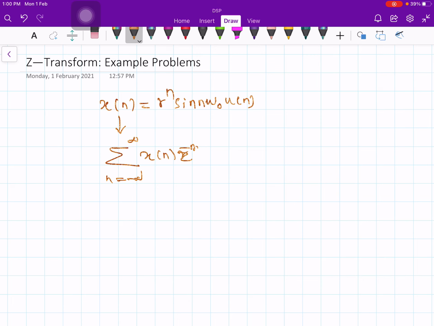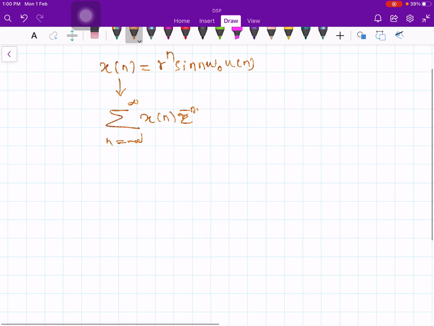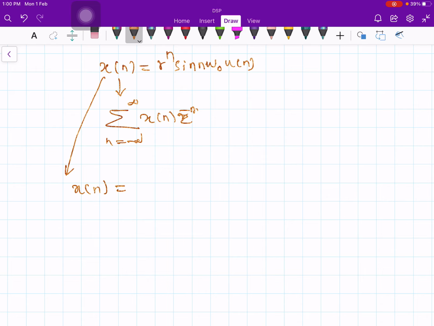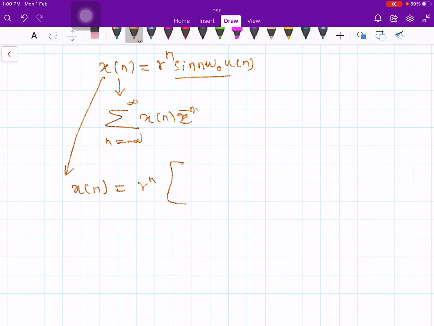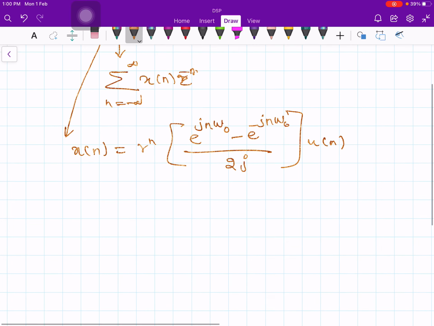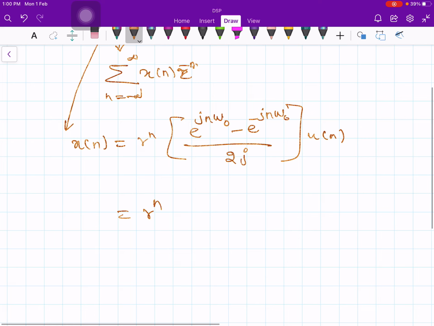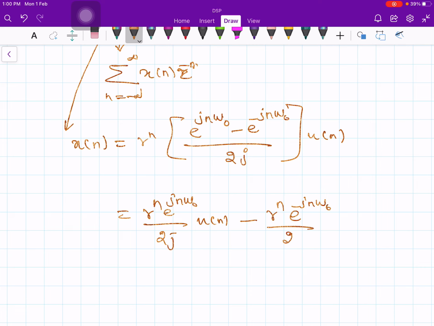But to find the Z transform of this, do the following. Take this sequence x of n and write it in the following form. For sin n omega naught, use Euler's identity and write it in this form: r to the n times e to the j n omega naught minus e to the minus j n omega naught divided by 2j, and then multiply by u of n. Then this is r to the n e to the j n omega naught by 2j u of n minus r to the n e to the minus j n omega naught divided by 2j u of n.